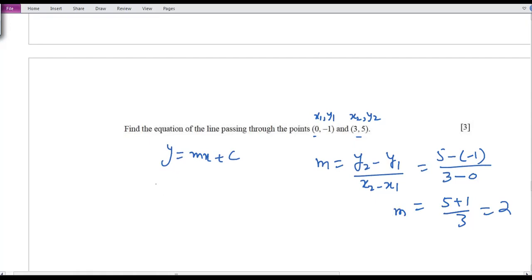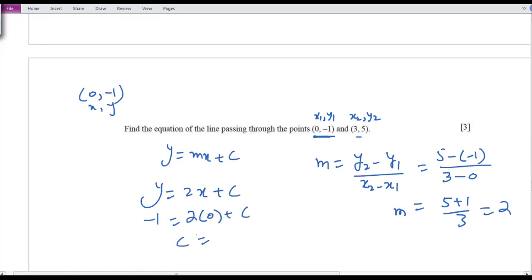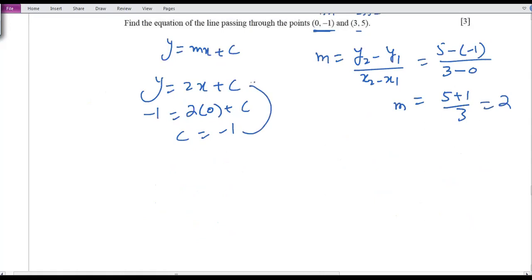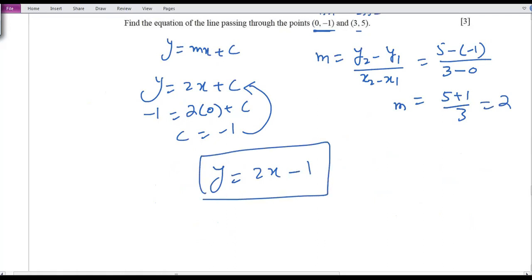Put this value of m here, we will get y is equal to 2x plus c. Now to find c, take any one of the points. I'm going to take this point, 0, minus 1. This is x, this is y. So put it here. It will be minus 1 equal to 2 into 0 plus c. So c is equal to minus 1. Put this value of c here. That will become your equation of the line, y equals 2x minus 1. That's it. So hopefully you got the same result.